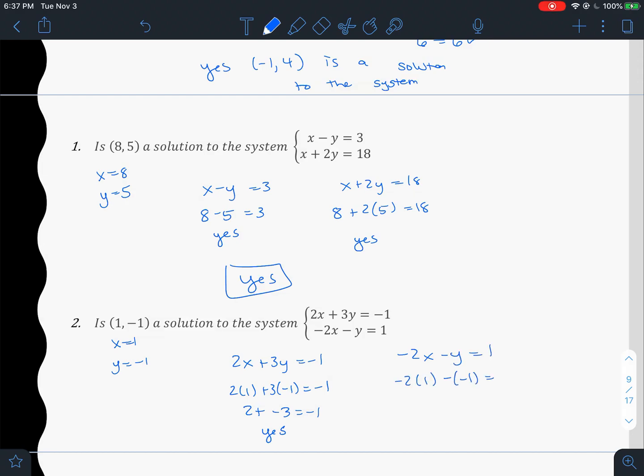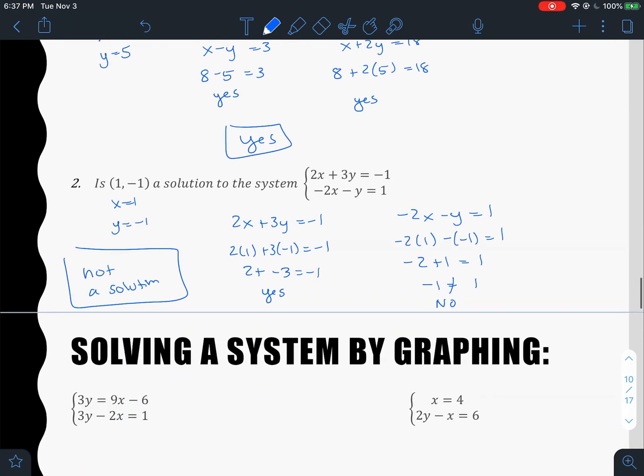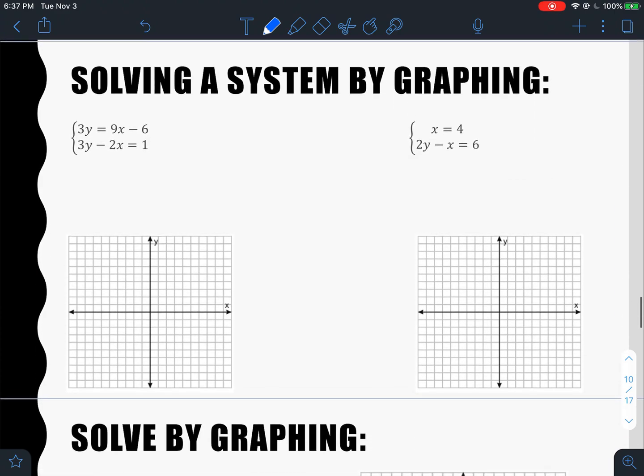-2x minus y equals 1. So that'd be -2 times 1 minus -1. Is that equal to 1? Well, this is -2 plus 1. -2 plus 1 is -1. Since it's not equal to positive 1, it's not a solution to the system because it doesn't work in both equations. So the point (1, -1) is not a solution to the system because it doesn't work in both equations.